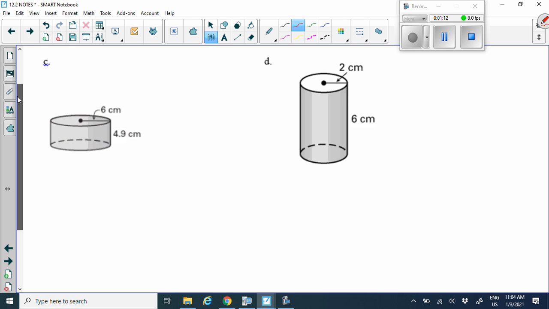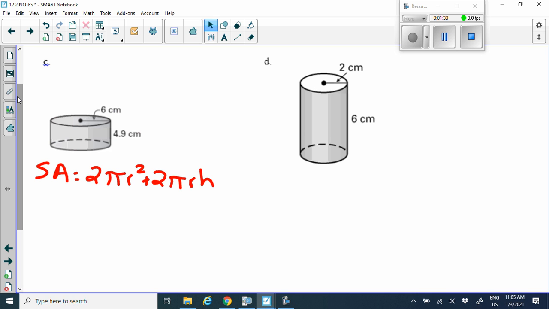Okay, so we have C and D. So we're going to have our surface area. I'm going to write it out. So we have 2 times pi, so if you didn't know, that is our pi, times r squared, plus 2 times pi times r times h. So all we have to do is identify the radius of our circle, okay, and then really the circle of the base, and then the height, and that's it.